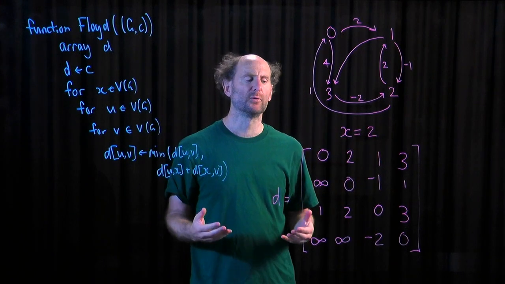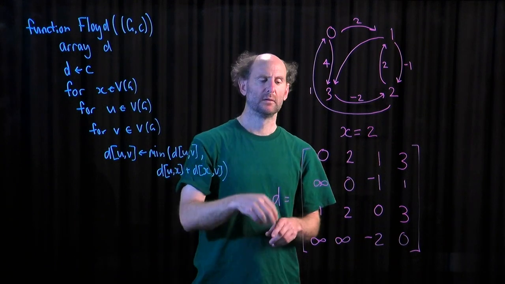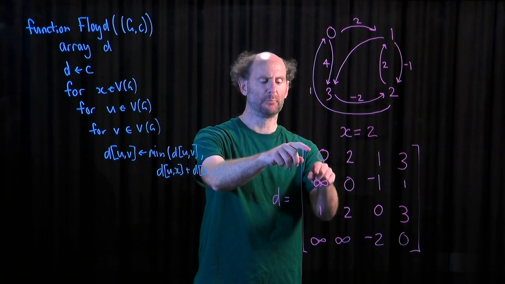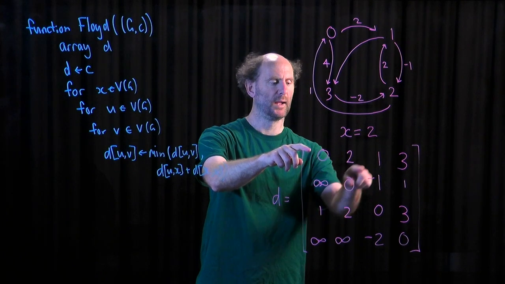So let's just go through one more iteration and then you can do the last one yourselves. So we'll be looking at this number and comparing it to the sum of whatever's in row 2 and column 2.